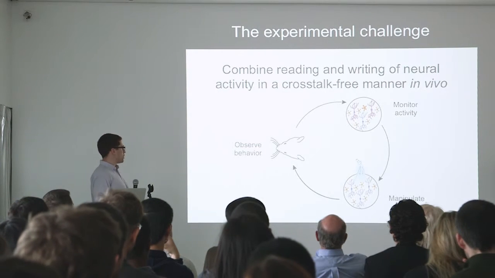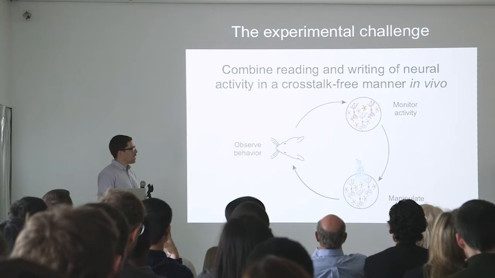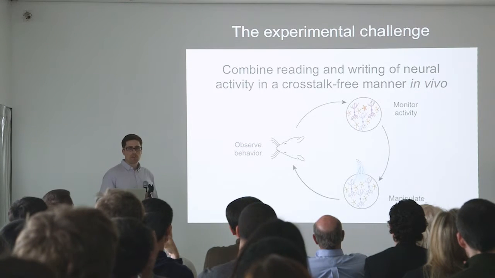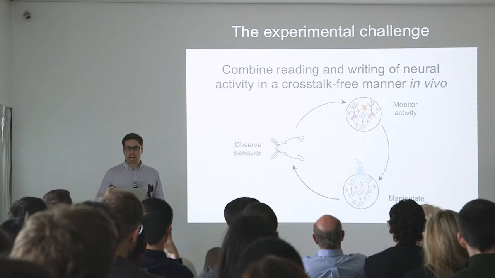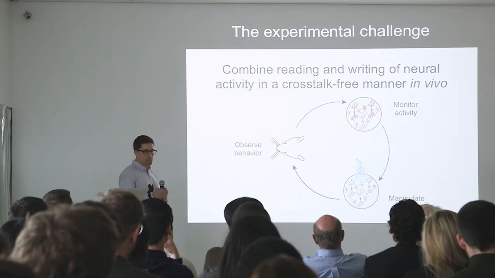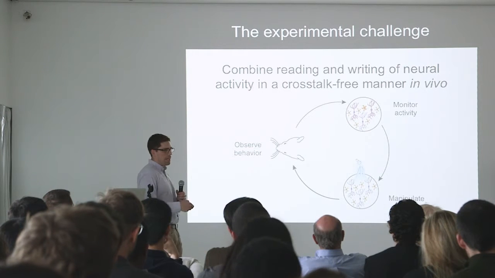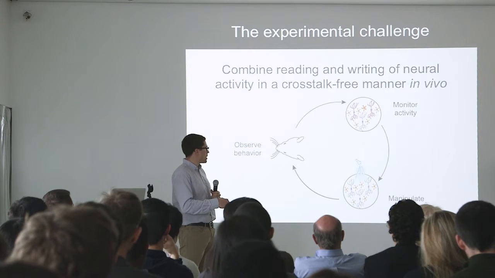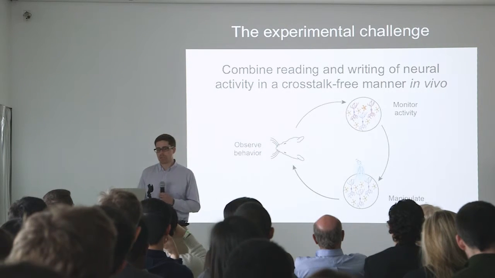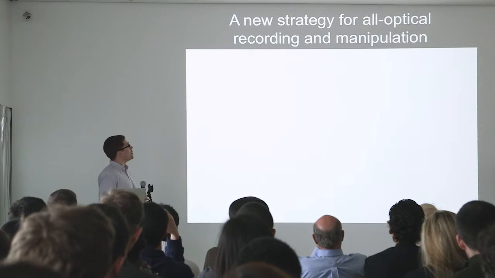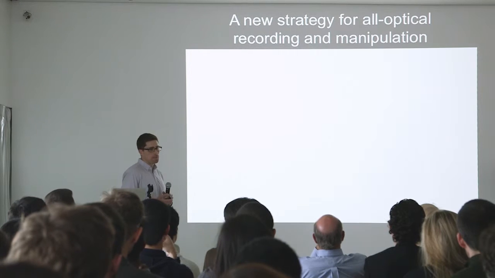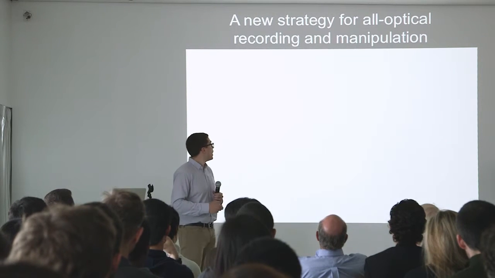Our dream experiment would be to observe the behavior of an animal, monitor the activity of the neurons in the brain of that animal, see if we can deduce what we think those neurons are doing, how that circuit is computing something that's of interest to the behavior, and then test that hypothesis by manipulating that activity directly. And so we came up with a strategy for doing this, what we call all-optical recording and manipulation.